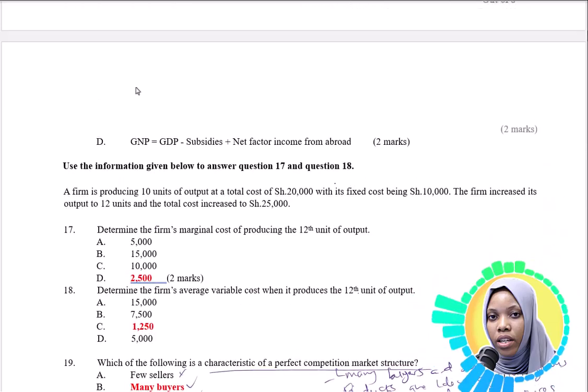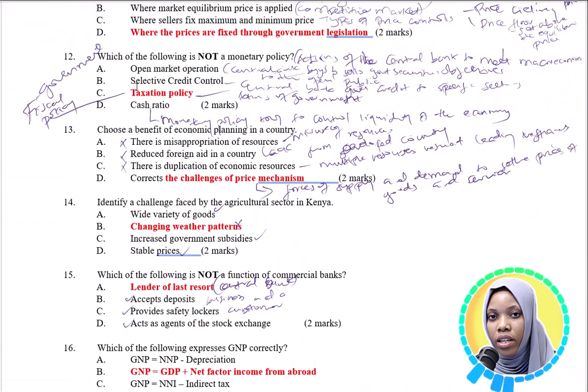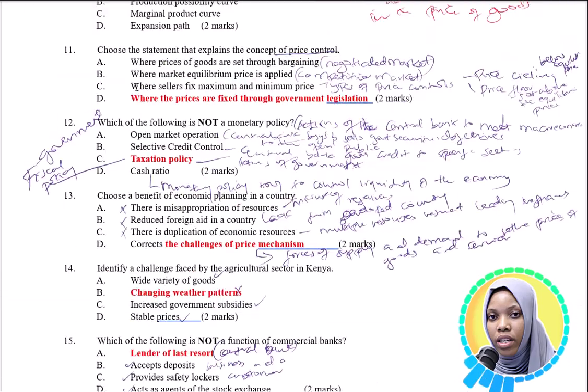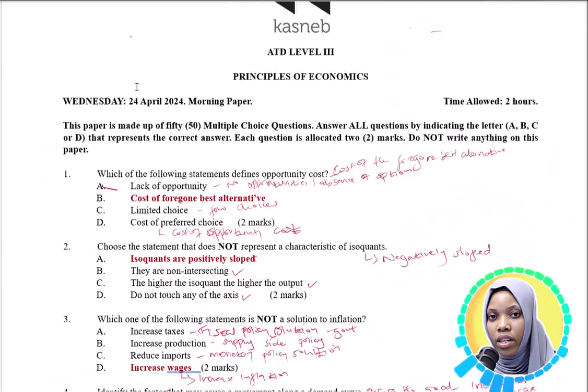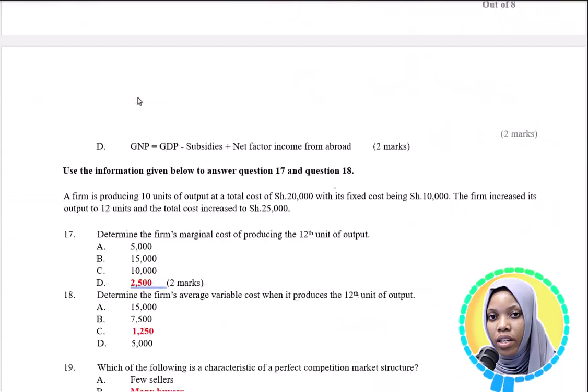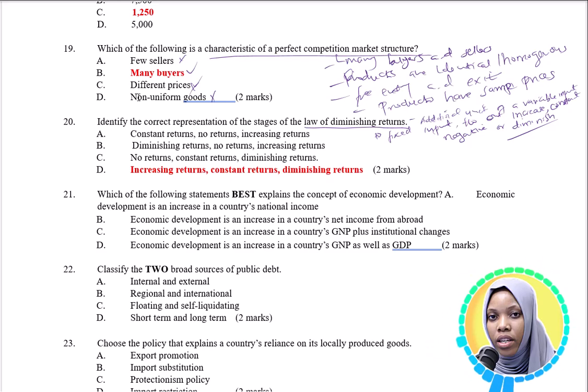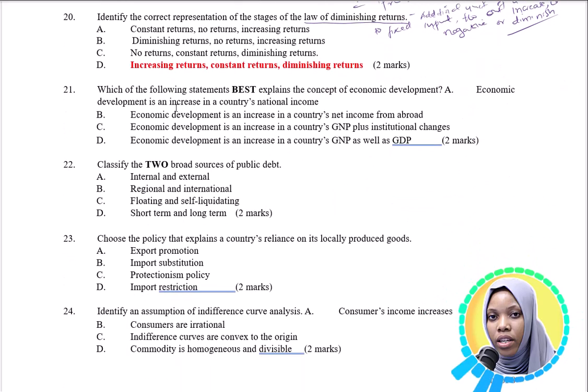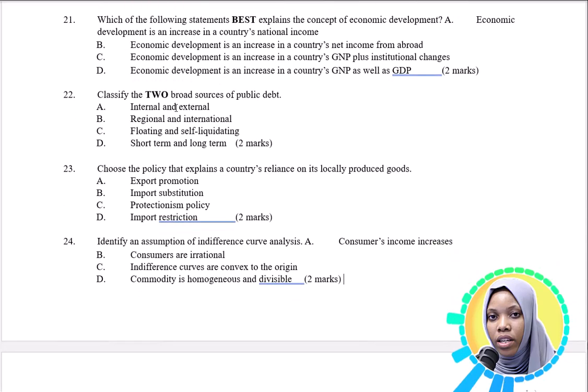Hello, welcome back. Still on Principles of Economics Past Paper, April 2024. In our first video, we have done questions 1 to 20. We are now moving on to question number 21, and I'm going to directly read it out to you. It says, which of the following statements best explains the concept of economic development?